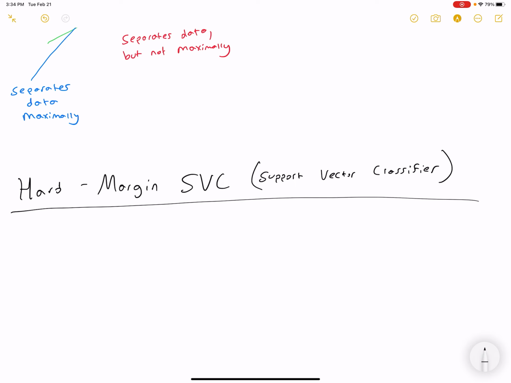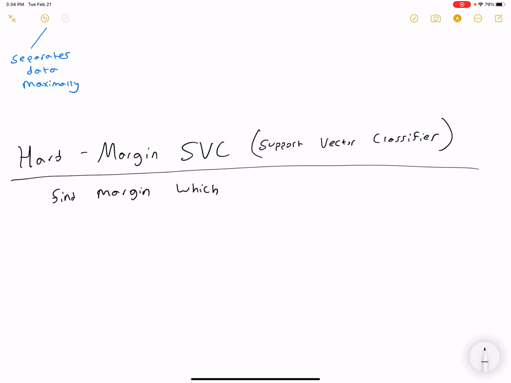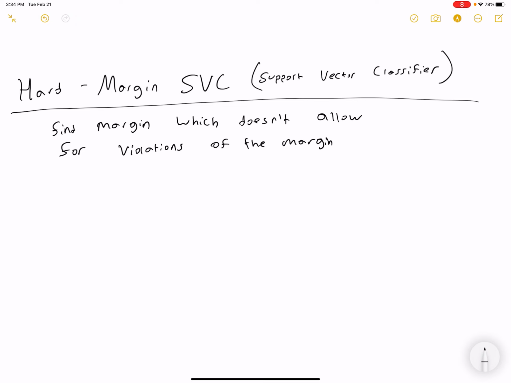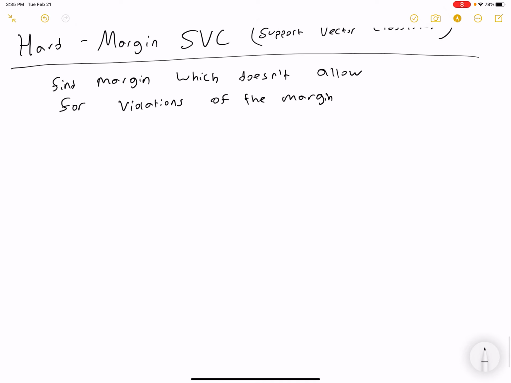And the idea of a hard margin support vector classifier is to find a margin which doesn't allow for violations of the margin. So hard margin SVC requires your data to be linearly separable, which is a big assumption. We'll get to how we break that in a bit.